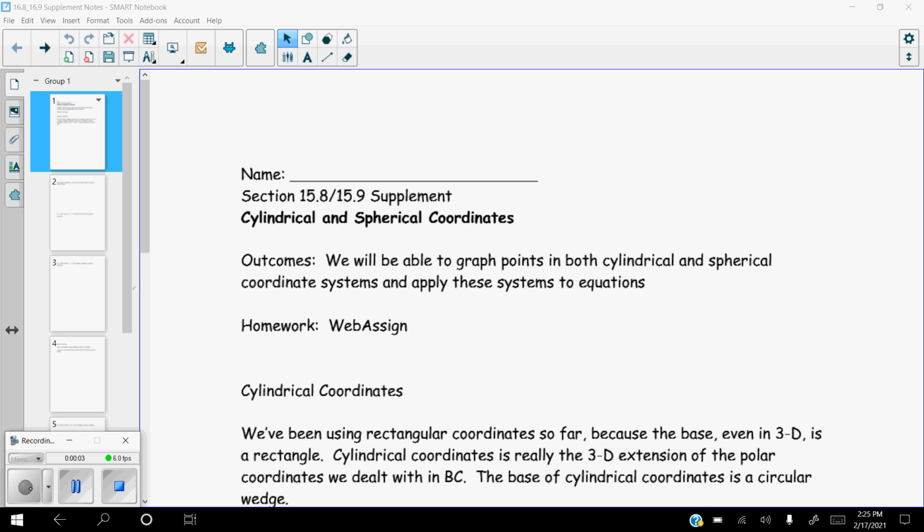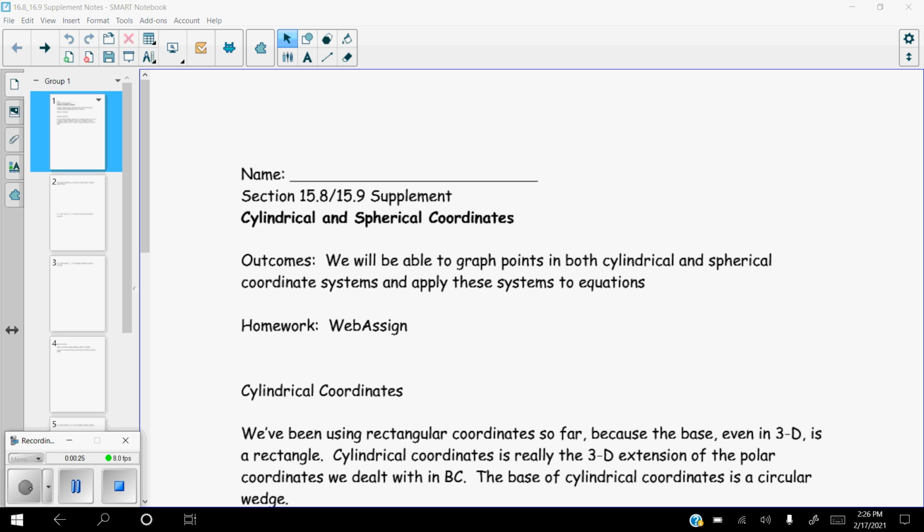Okay, so this is a supplemental section. It's actually going to supplement the things that we're going to be doing in 15.8 and 15.9. Technically, this section is typically taught, believe it or not, way back at the end of chapter 12. I'm not really sure why it was stuck there in the first place, since you don't really need it till now, but here it is.